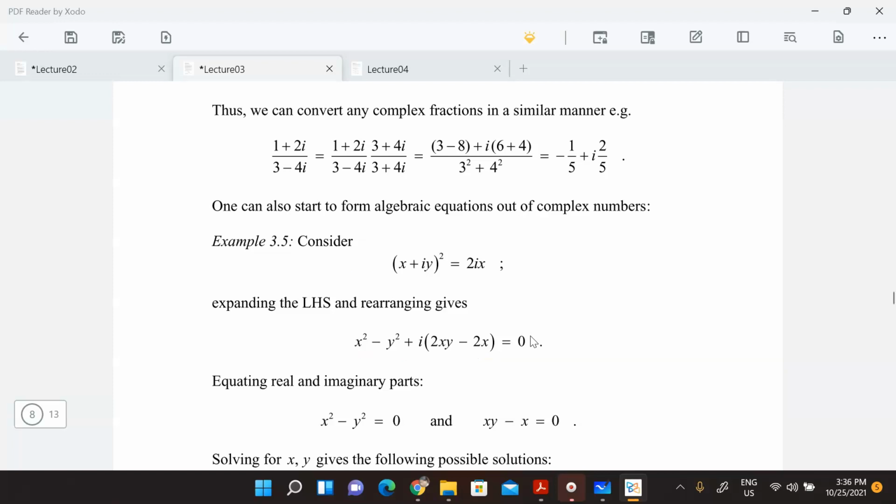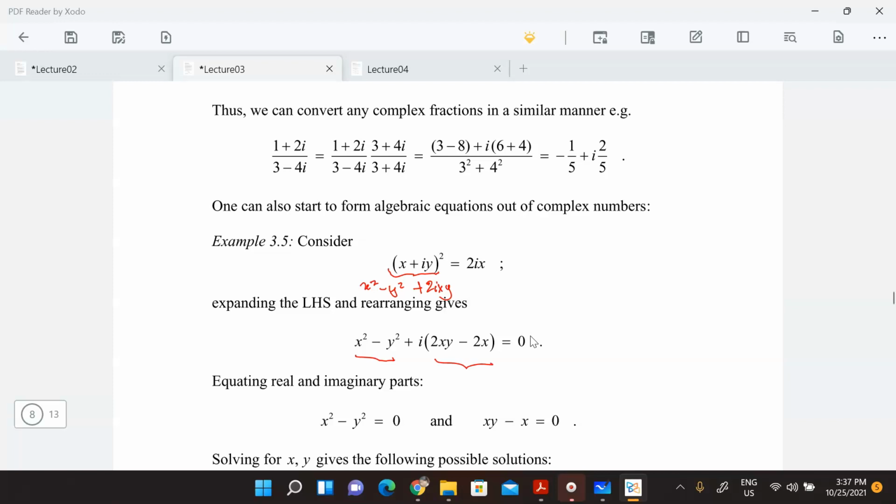When you expand this, it becomes x squared minus y squared plus 2ixy. Write it down here then: x squared minus y squared plus 2ixy. And then on the right hand side, you have 2ix. Then you try to rearrange the real part together, so I get x squared minus y squared only, and there's no real part on the right hand side. And for the imaginary part, you have this imaginary part, and this is also imaginary, so you have that.